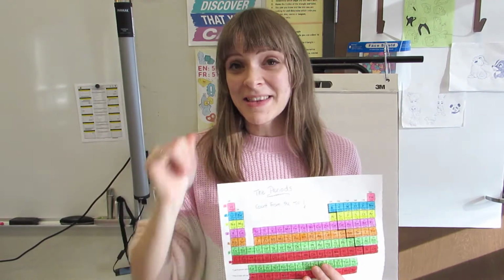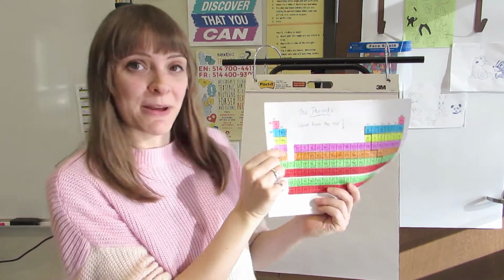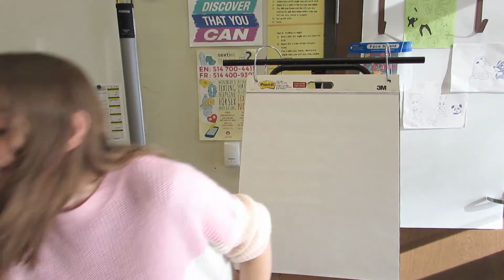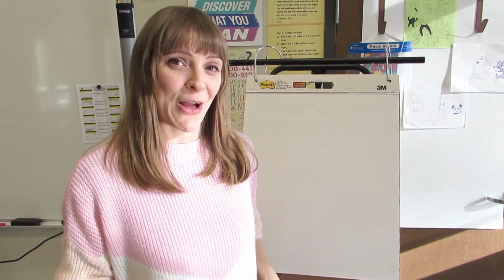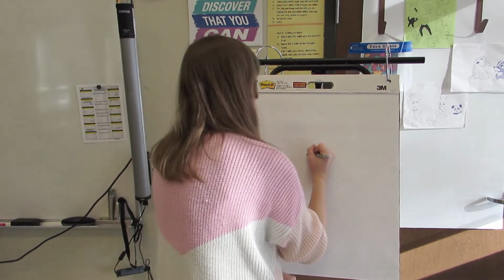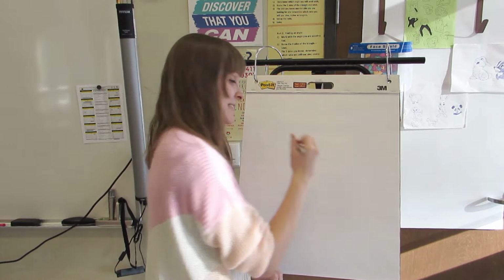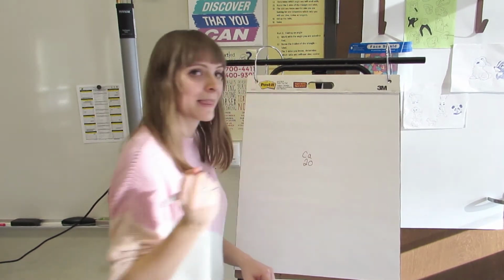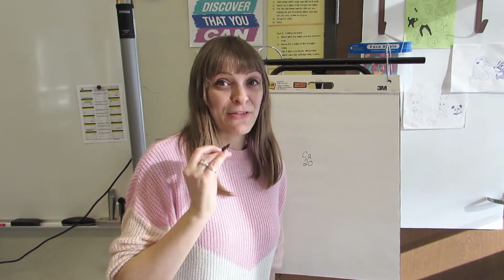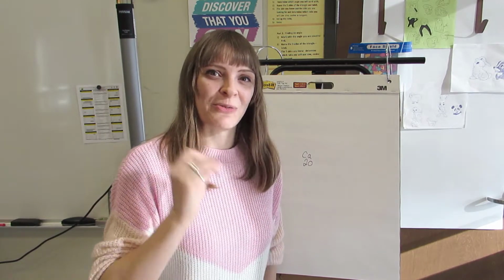Now, let's take a look at the element called calcium. Calcium is located in period 4. It is number 20 on the periodic table. So if I wanted to draw the Rutherford Bohr model of calcium, I know that I need to start off with the symbol Ca and the number, which is 20. Since this is in period 4, I'm going to immediately draw 4 rings.